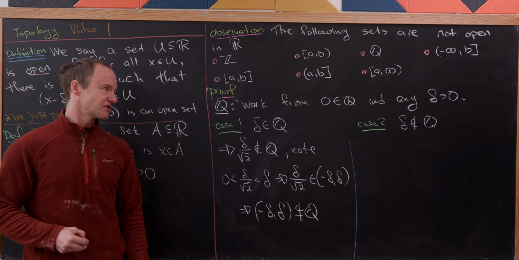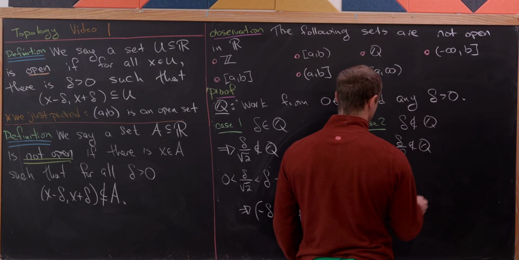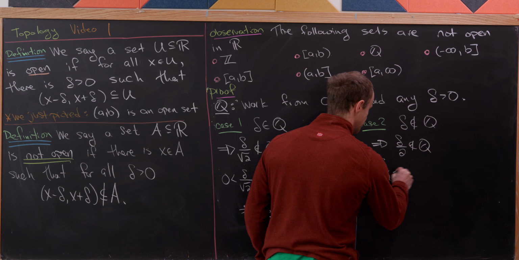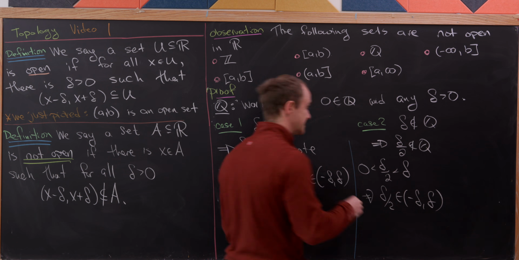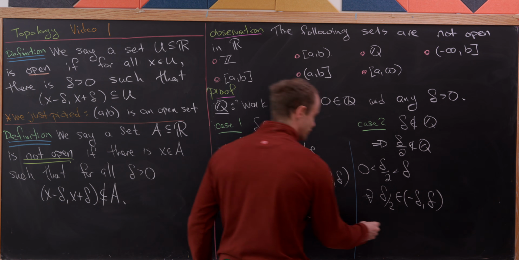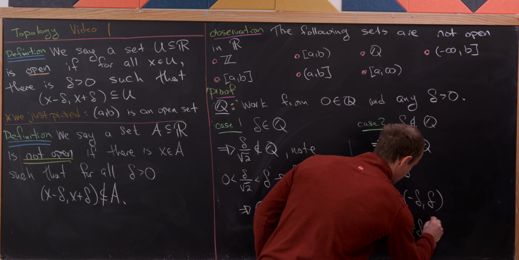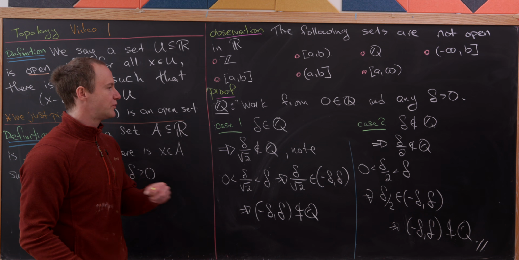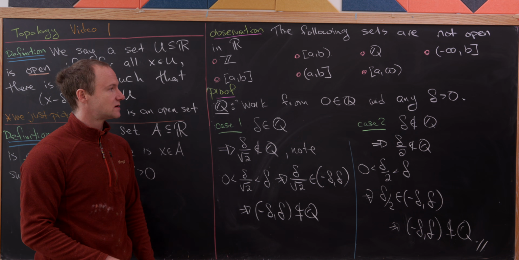Now, starting with an irrational number is actually a little bit easier. So if delta is irrational, then delta over 2 is also irrational. But then we can do the same sort of calculation. We have 0 is less than delta over 2, which is less than delta. But that tells us that delta over 2 is on the interval from minus delta to delta. But then check it out. We've got delta over 2 is on that open interval, but it is irrational. But that means that our interval from minus delta to delta is not a subset of the rationals. But again, that's where we needed to end up. So putting these two things together, we see that the rational numbers are indeed not an open set.